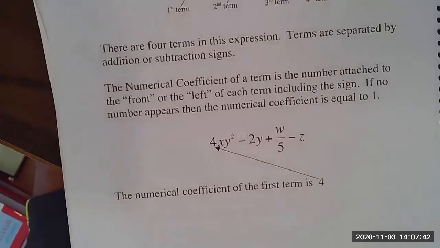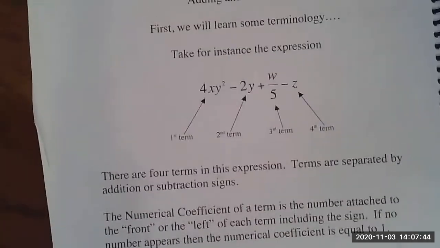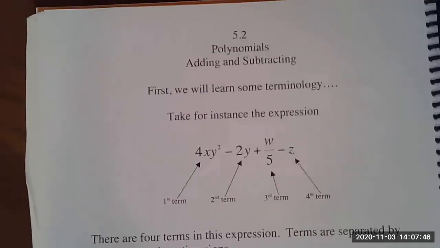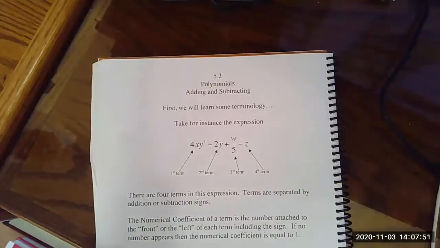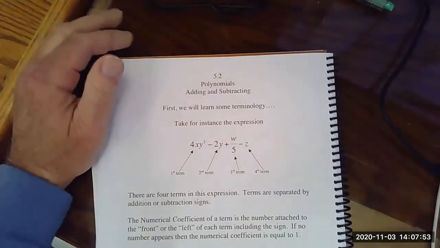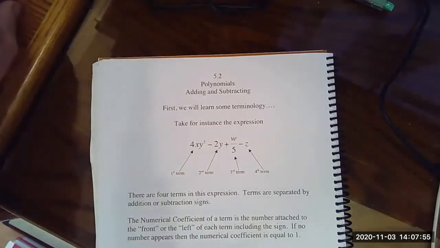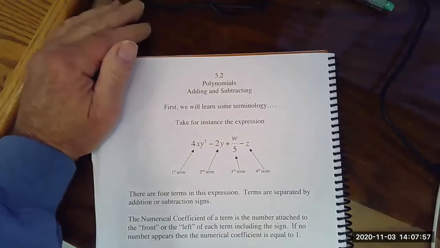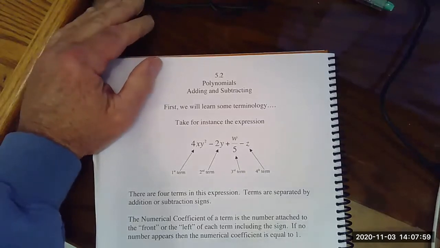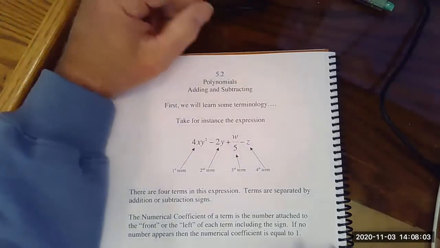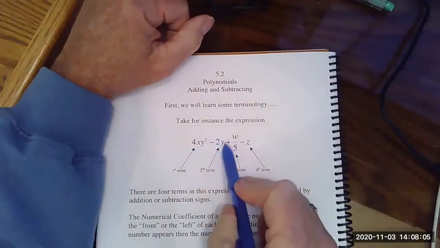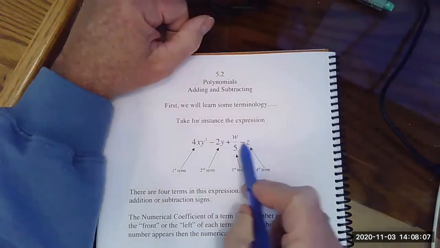Okay, so let's take a look and see what the next section is going to be all about, which is on polynomials. 5.2 in the textbook we've been using in our 150 class. But it's on the topic of polynomials. Some terminology, and there's a lot of it in this section. Let's see, there's four things here.